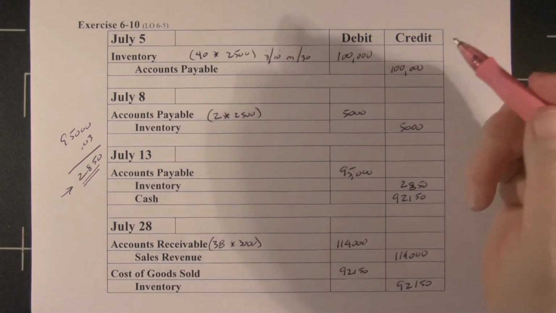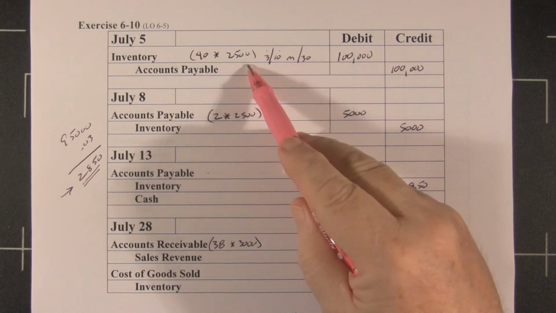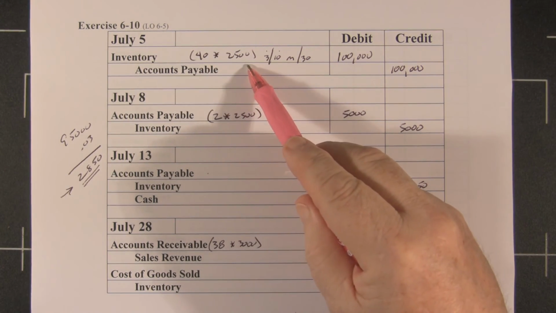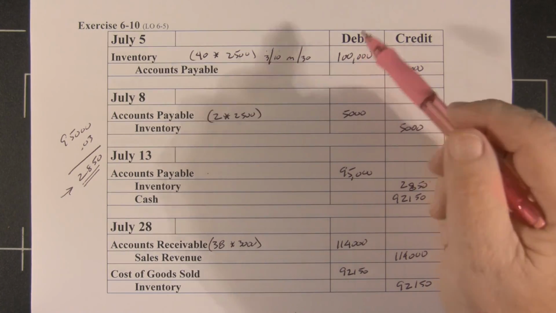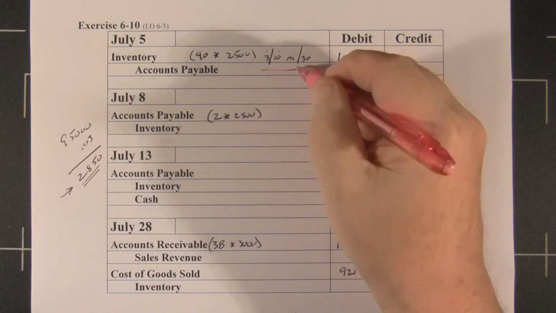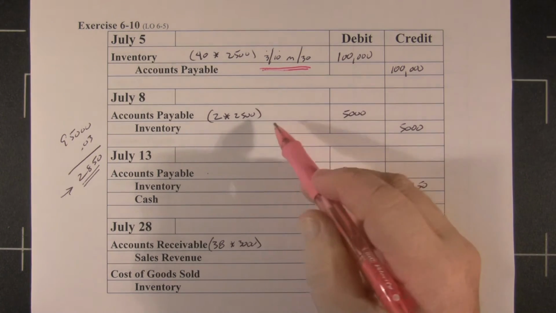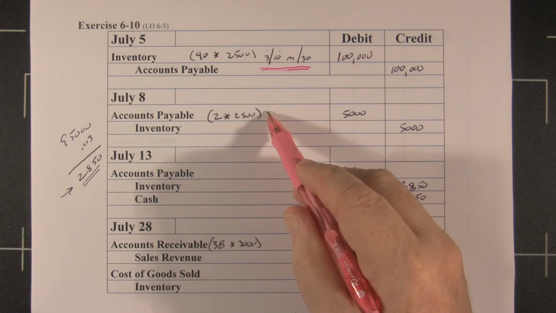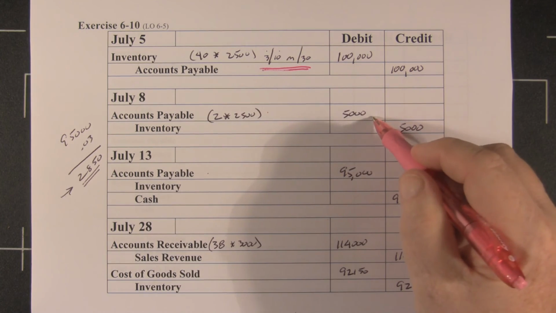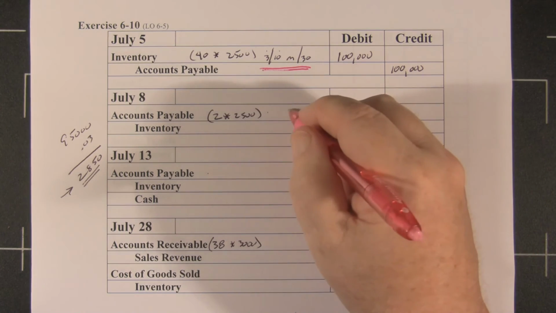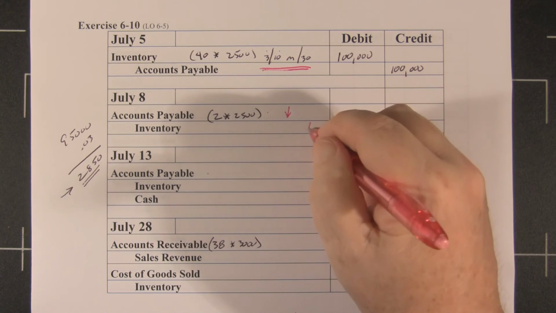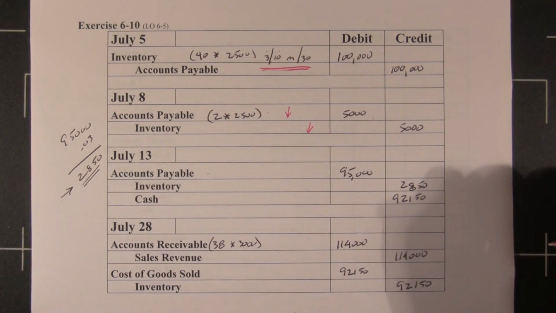I'm going to go through and just talk about the numbers, make sure you got them all. We bought 40 televisions at $2,500 each. That's $100,000. These were our terms. We sent back 2 televisions at $2,500 each. That's $5,000. That reduces our accounts payable and it reduces our inventory.